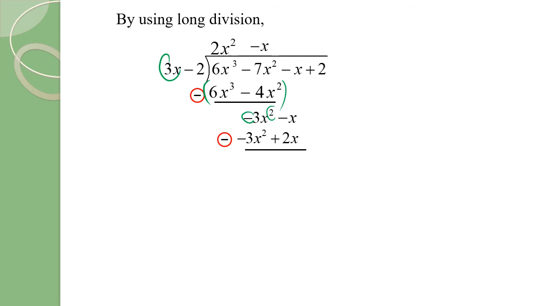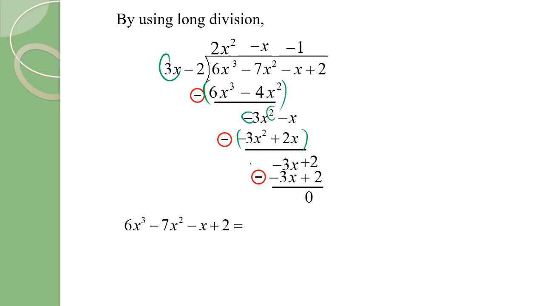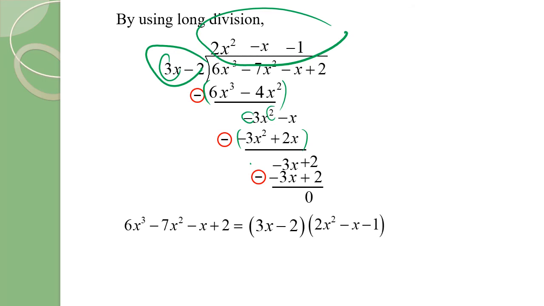Subtract this value, this one will be 0, this one will be negative 3x. Bring down plus 2. So it should be multiplied by negative 1. Negative 1 of 3x is negative 3x, negative 1 times negative 2 is plus 2. So the remainder is 0. So what do we have here? The 6x cubed minus 7x squared minus x plus 2 can be written as D(x) multiplied by Q(x) plus 0, so D(x) multiplied by Q(x) only. So 3x minus 2 multiplied by 2x squared minus x minus 1.